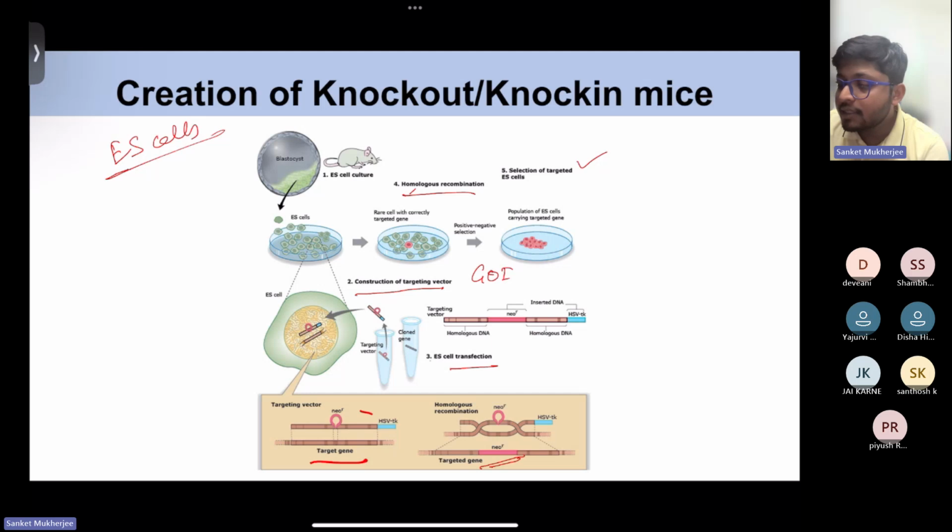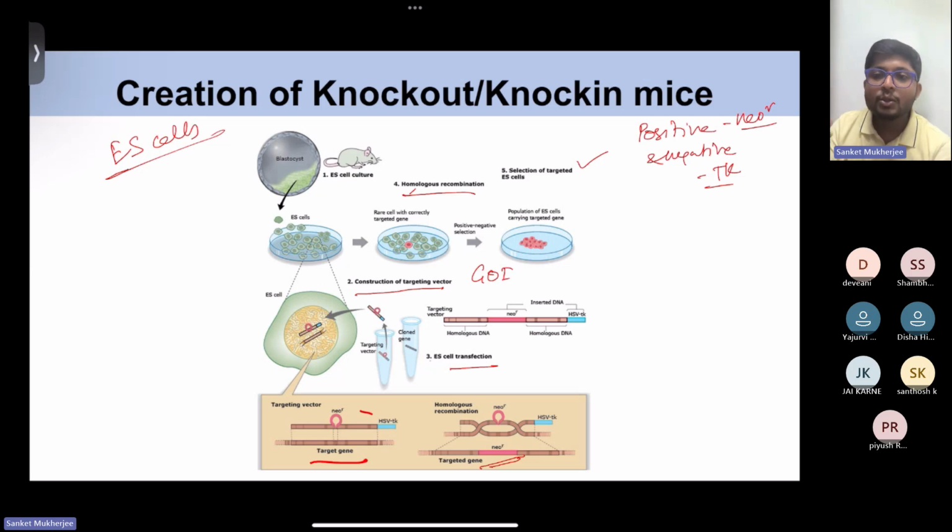Then we select these targeted cells through positive and negative selection. So we already talked about positive and negative selection. For example, neomycin resistance is positive selection. Thymidine kinase is negative selection. And from there, we get pure cells which are genetically modified, right? Then we transplant these modified cells back to the blastocyst, and we allow this to grow in a foster mother, and now the new offspring that will be produced through this process will be genetically modified.